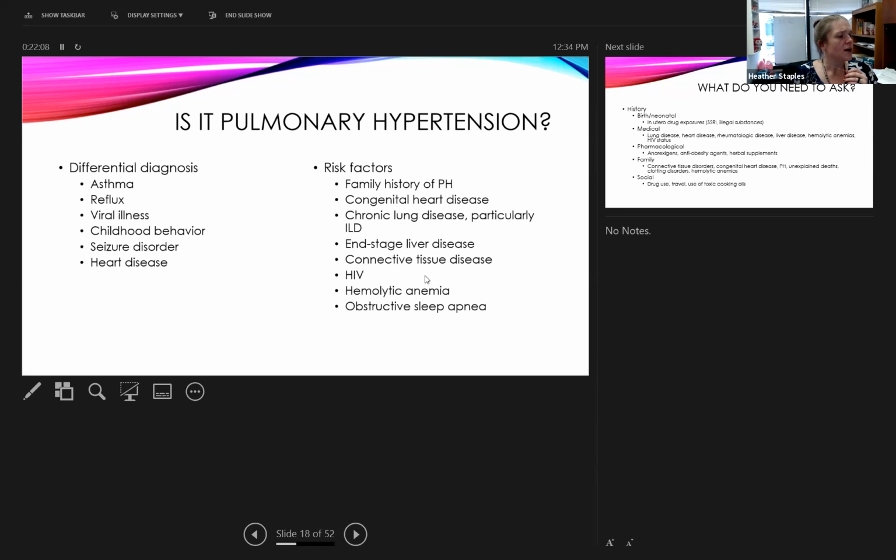So if you have, particularly an older kid, but you could think about this too in a baby, what would your differential diagnosis look like in a kid who's coming in maybe with some shortness of breath, maybe with some syncope, maybe with some fatigue? You think about all the different potential etiologies. If you're thinking pulmonary hypertension, you need to know what the risk factors are. Do they have a family history of it? Do they have a history of congenital heart disease? Were they a preemie? Any knowledge of connective tissue disease, anemia? Long-standing obstructive sleep apnea has been shown to be associated with pulmonary hypertension.